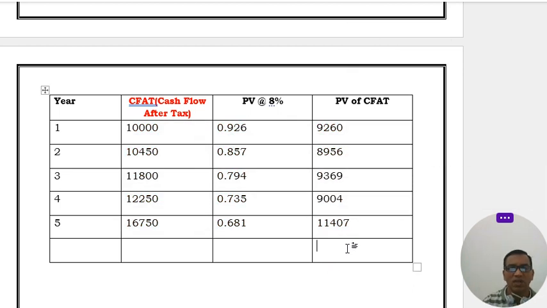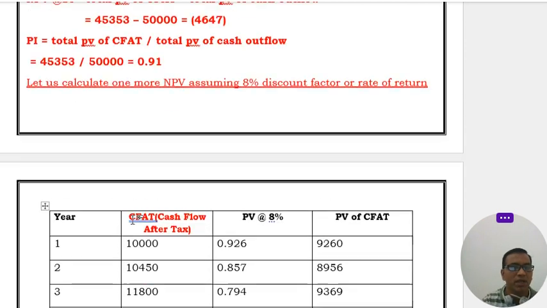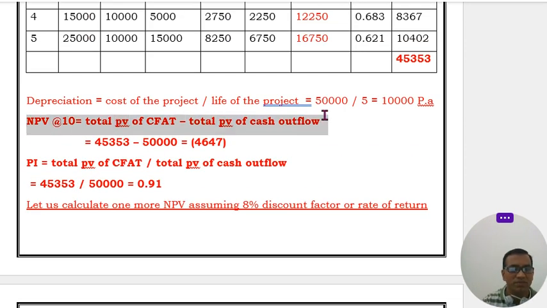And now I want the total PV of CFAT, meaning adding the sum of the whole PV of CFAT column. 9260 plus 8956 plus 9369 plus 9004 plus 11,407, that equals 47,996 only I got.